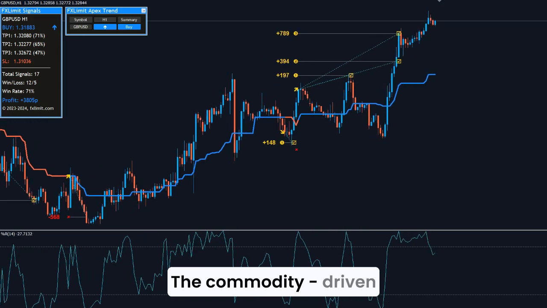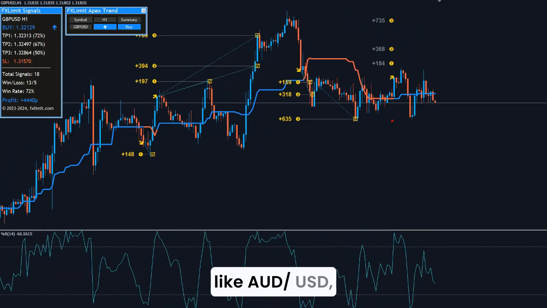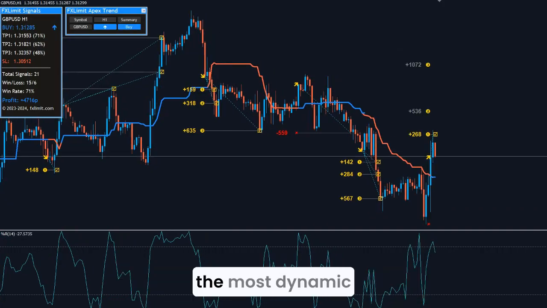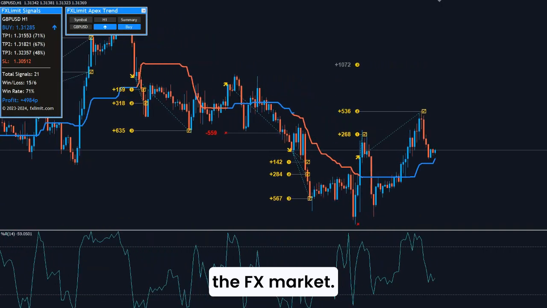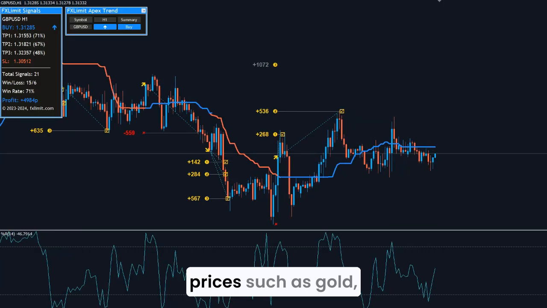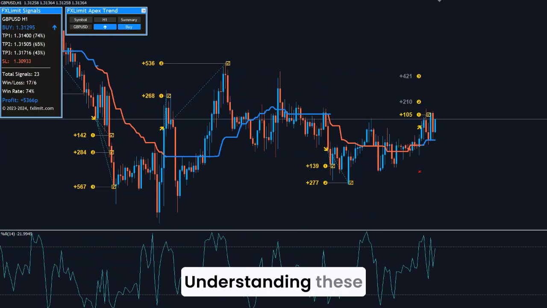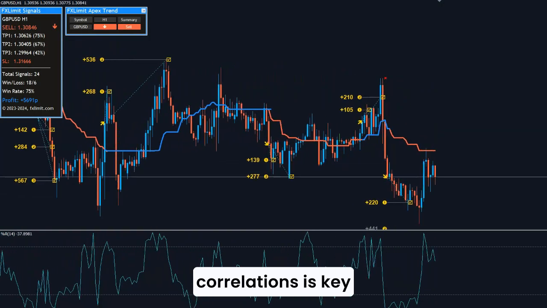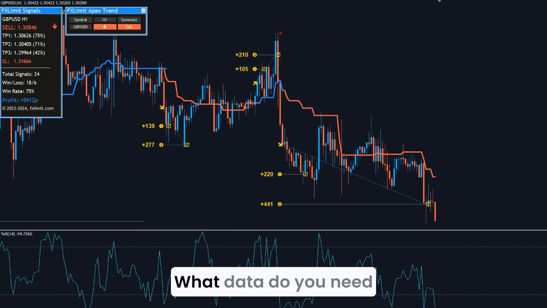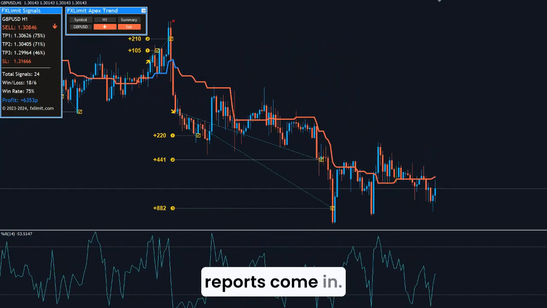The commodity-driven Forex pairs like AUD/USD, NZD/USD, and USD/CAD are some of the most dynamic instruments in the FX market. Their movements are heavily influenced by global commodity prices such as gold, oil, and agricultural products. Understanding these correlations is key if you want to trade them profitably. But where do you start? What data do you need to keep an eye on? That's where economic reports come in.